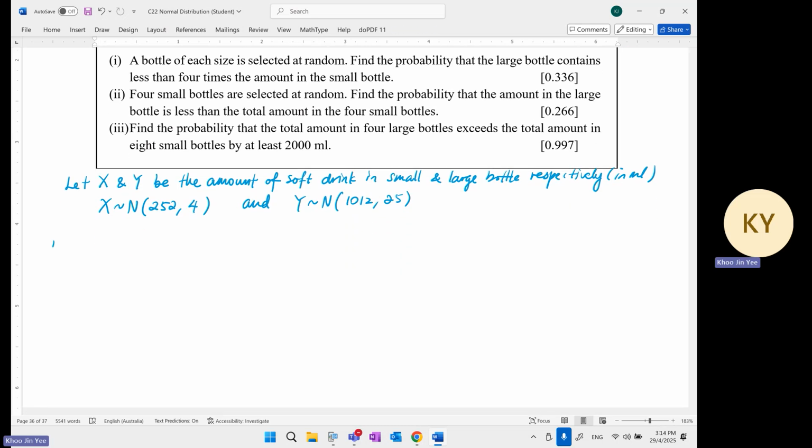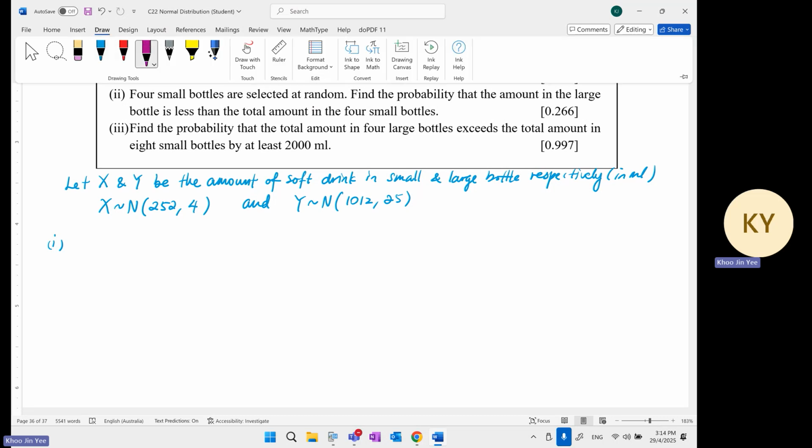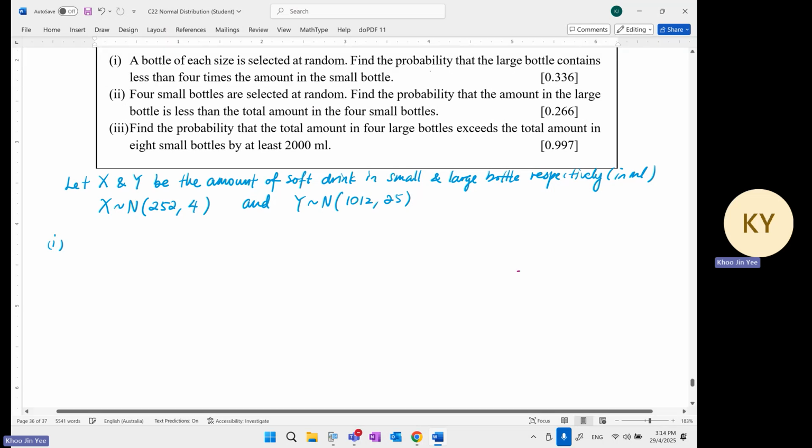A bottle of each size is selected at random. Find the probability that the large bottle is less than 4 times the amount of the small bottle. Can you see this? Y less than 4x. So the inequality that you can write is y less than 4x. This makes us write y minus 4x less than 0. So this is the one that we need to calculate later.